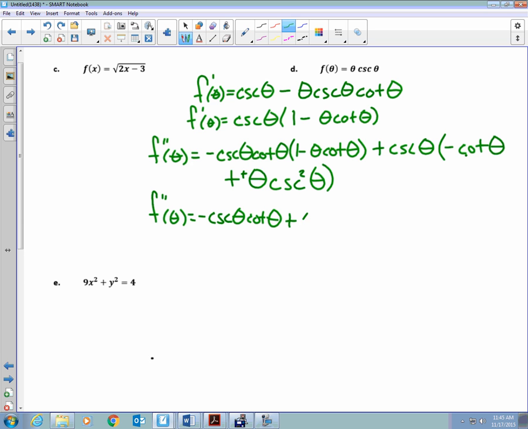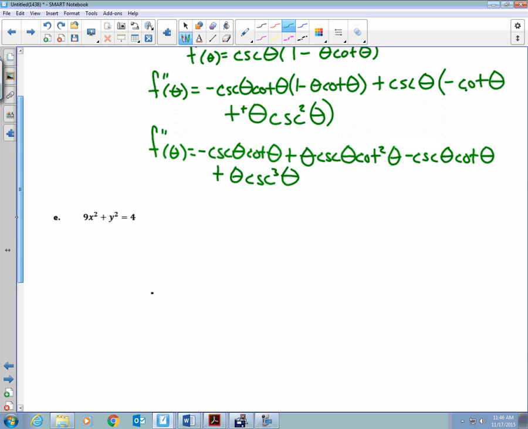And then it's going to be a plus. I have a theta cosecant of theta and a cotangent squared of theta. There's another minus cosecant of theta cotangent of theta. Plus cosecant times theta times cosecant squared will be theta cosecant to the third. I only did that so I could combine like terms together. I have a negative cosecant of theta cotangent and a negative cosecant of theta cotangent.